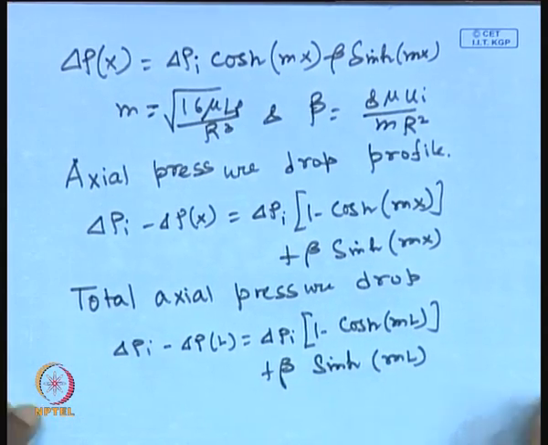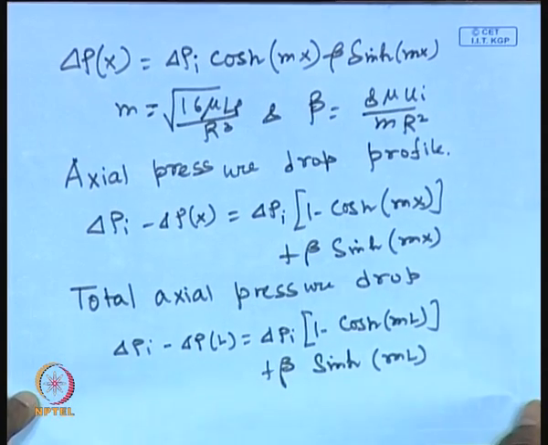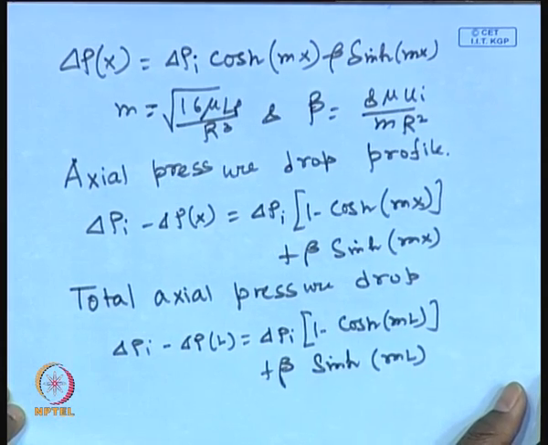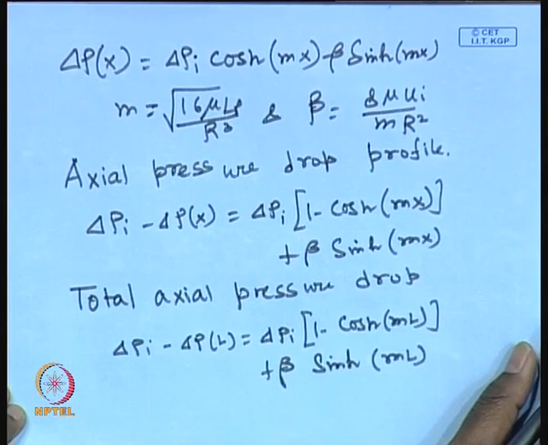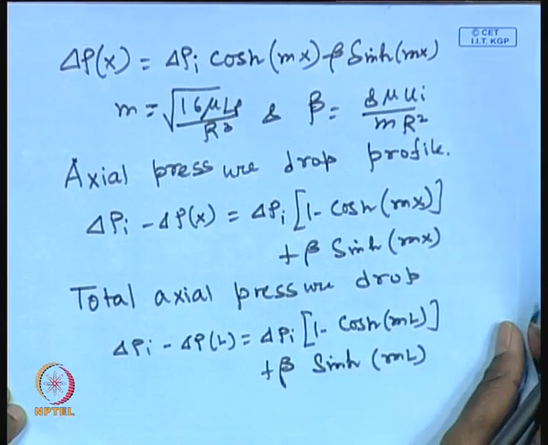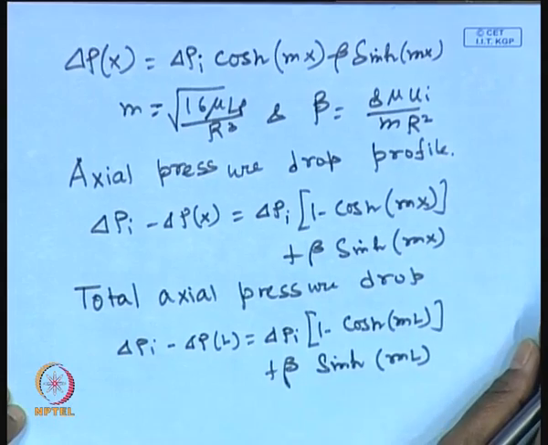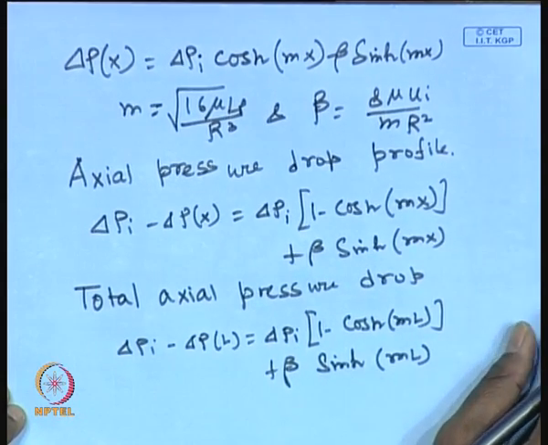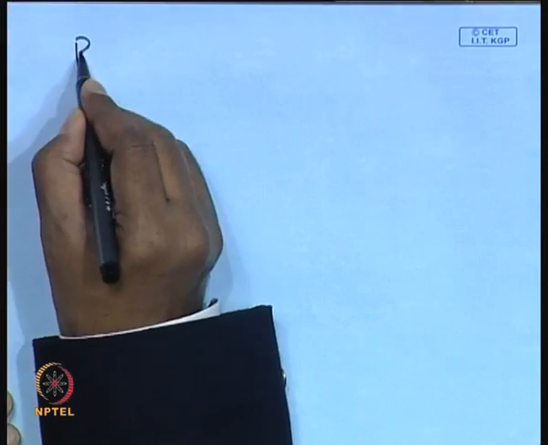Since you know the pressure drop profile, one can go to the expression of permeate flux, that is J is equal to Lp delta p. Since we know delta p as a function of x, one can get the permeate flux as a function of x. Just substituting the delta p profile into the expression of J, one can get the profile of the permeate flux.